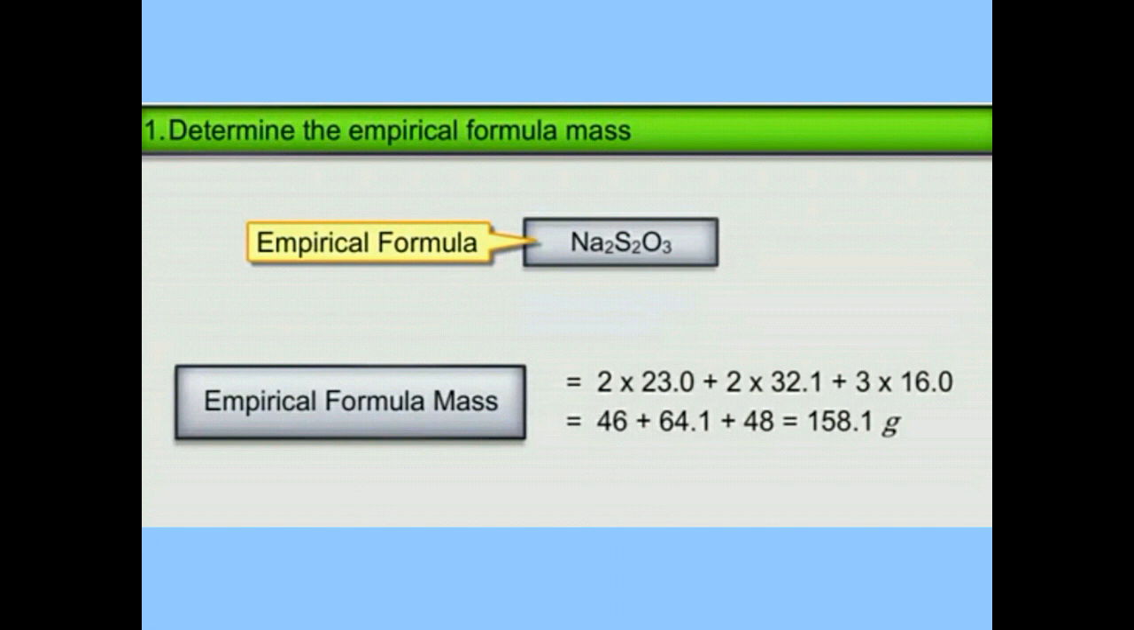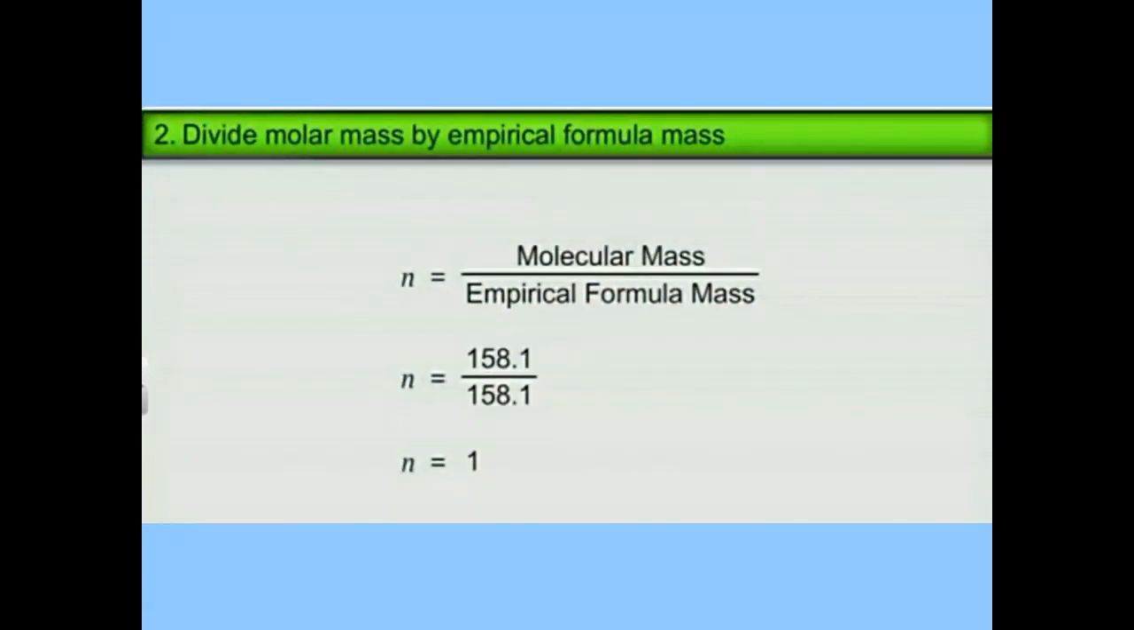158.1 grams. This is the empirical formula mass. Now we want n. n, as I have told you earlier also, is equivalent to molecular mass upon empirical formula mass. Molecular mass given to us in the question is 158.1. आप पीछे जाके देख सकते हो, it is given to us 158.1, and the empirical formula mass which we have calculated, that is also 158.1.